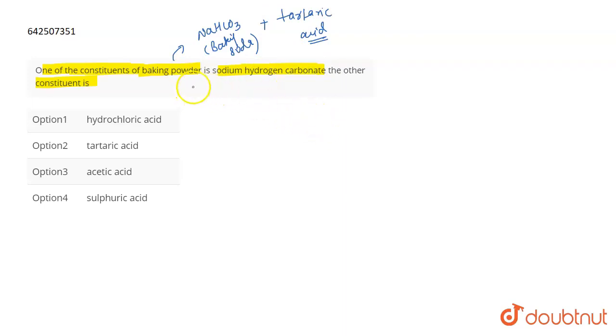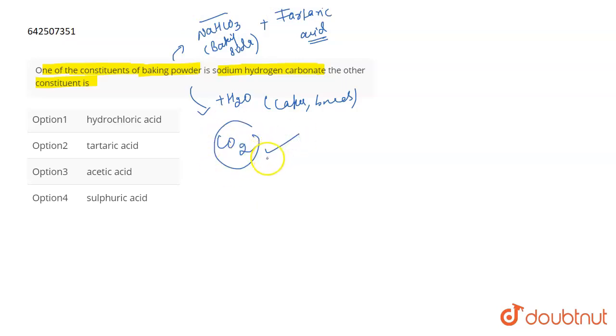So what happens is when water is added to baking powder for making cakes or breads, the sodium hydrogen carbonate reacts with tartaric acid and leads to the liberation of carbon dioxide gas, which fluffs up the cakes and breads. That is due to the liberation of carbon dioxide gas on addition of water to baking powder, which consists of sodium hydrogen carbonate, which is baking soda, and tartaric acid.